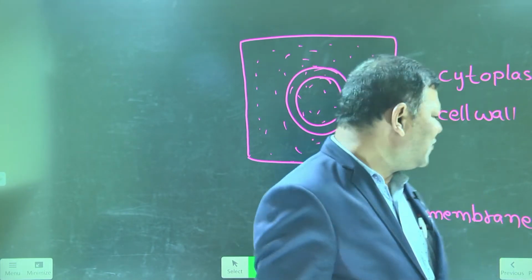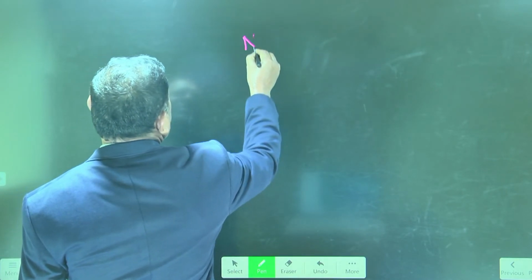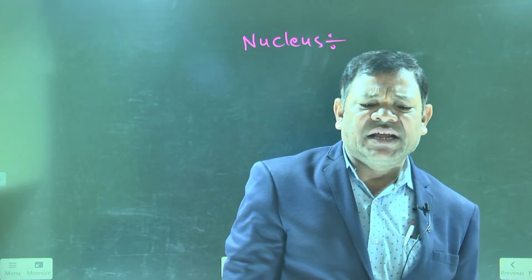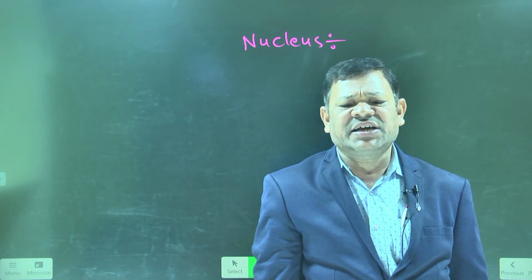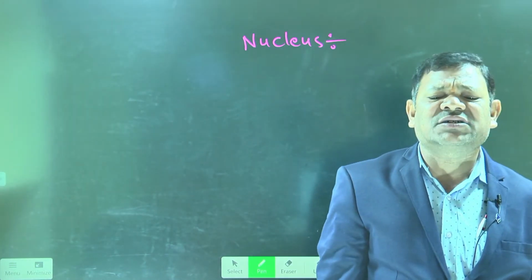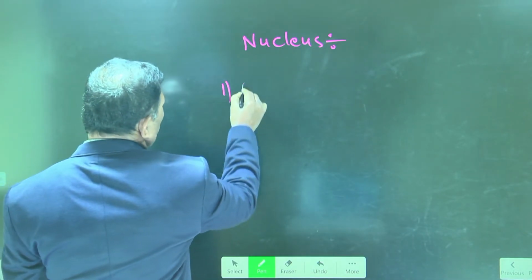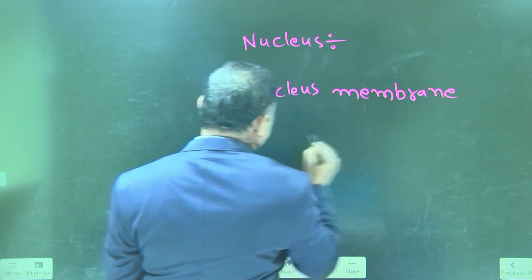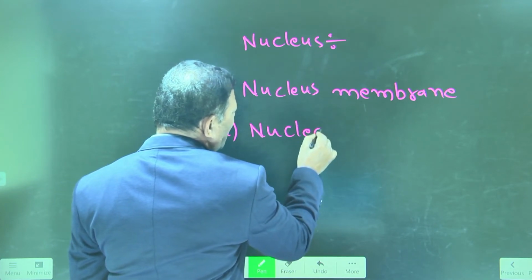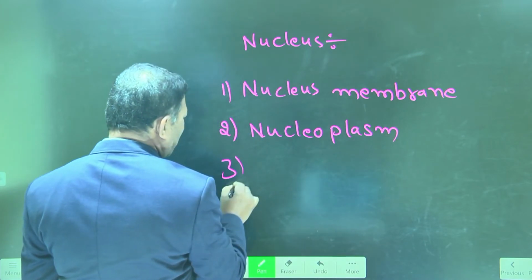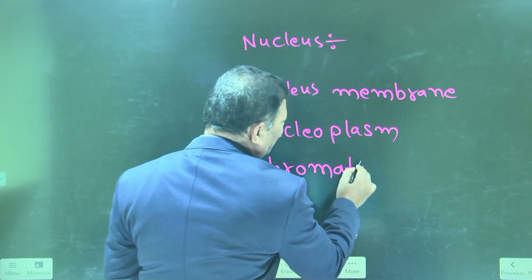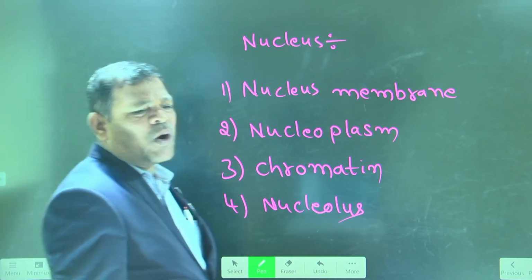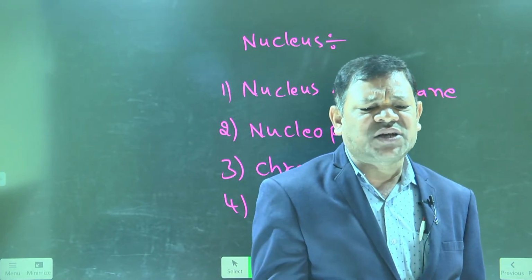Nice. Now, the first point is the nucleus. What is that? Nucleus. Nucleus was discovered by whom? Robert Brown in 1831. Robert Brown discovered the nucleus in 1831. In the nucleus, how many parts are present? What are the parts of the nucleus? First one is the nucleus membrane. Second one is the nucleoplasm. Third one is the chromatin. Fourth one is the nucleolus.